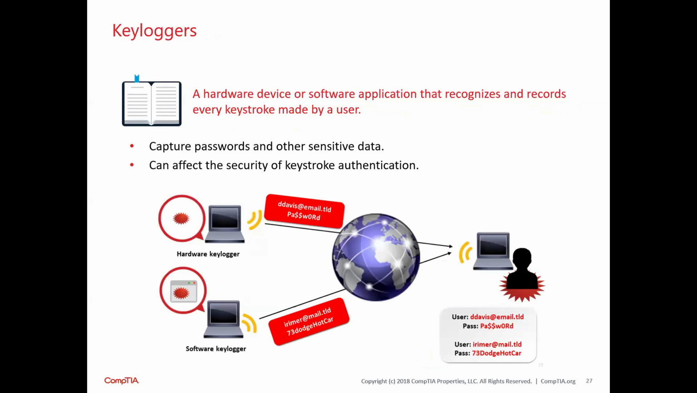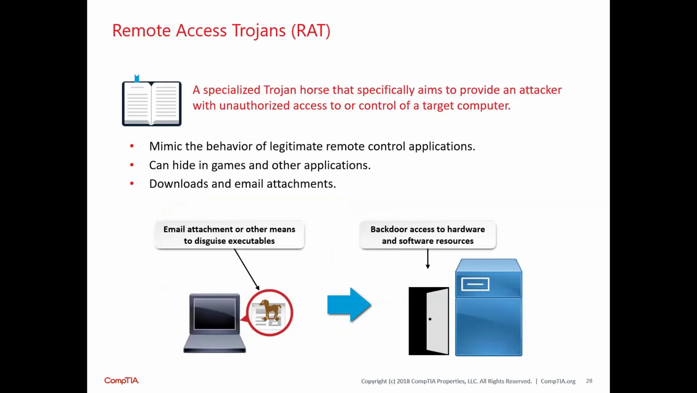And we have Keylogger, which is normally a hardware device or even a software application that recognizes and records every keystroke made by users. Normally captures any sensitive data such as username and password, and can even affect keystroke authentication. We have remote access Trojan, a specialist Trojan horse that specifically aims to provide an attacker with unauthorized access to or control of a target computer.